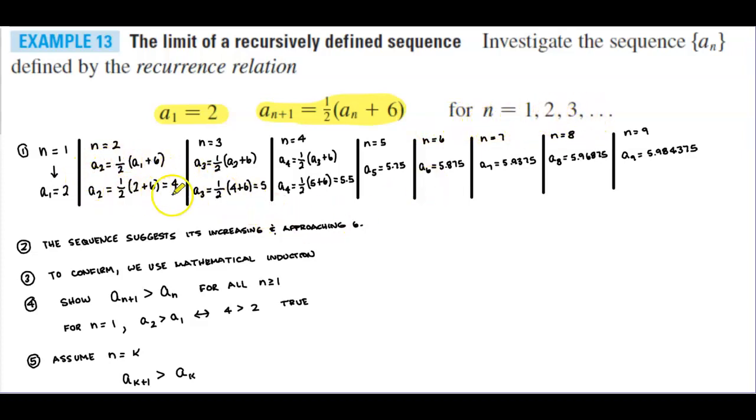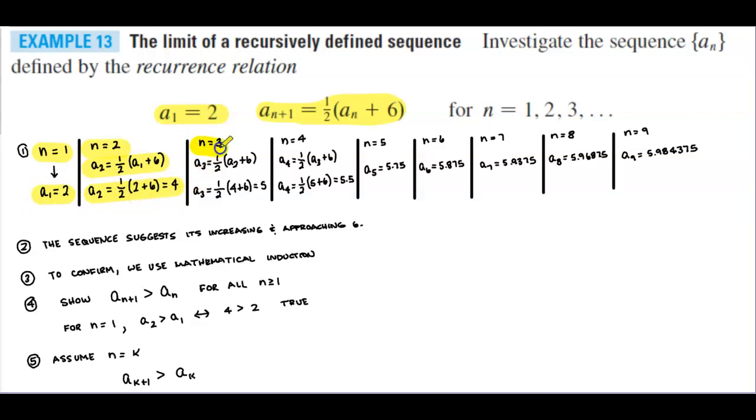So let's explore what happens when we plug in the values of n, all the way up until 9. We first know that when n is equal to 1, a subscript 1 is 2. If we let n equal 2, then a subscript 2 equals 1/2 times the quantity a subscript 1 plus 6. That's 1/2 times what we got for the first term plus 6, which ends up being 4.